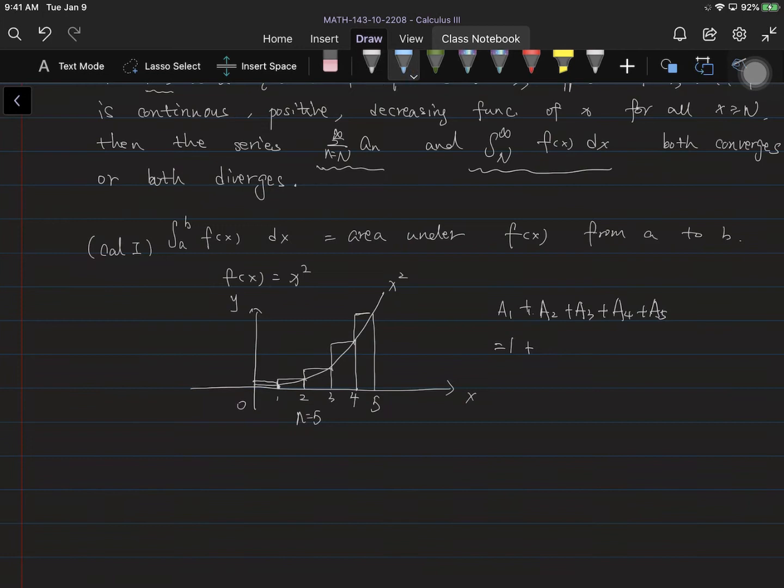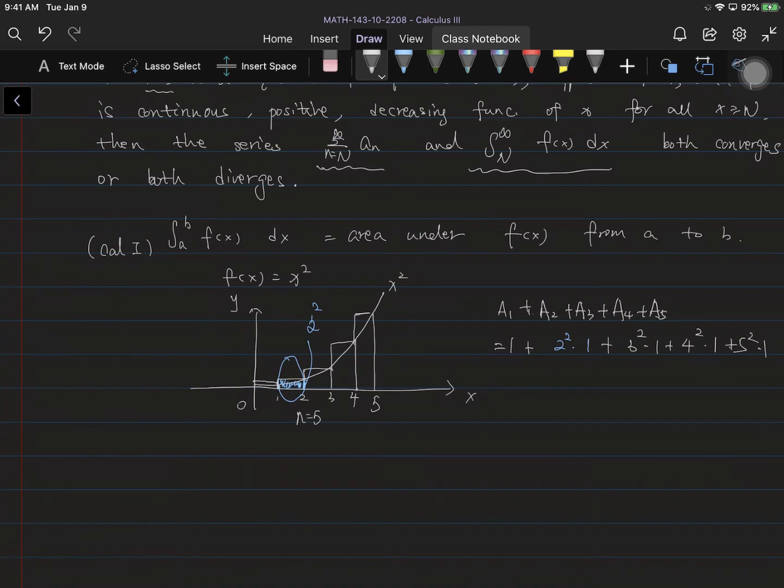the second height. I'm just going to label the second one. You will see the height is 2 squared. Sorry, it's not 1, this is 2 squared, because x is 2, so y should be 2 squared. And for the second rectangle, the base is 1, right? And then 3 squared times 1, 4 squared times 1, 5 squared times 1.